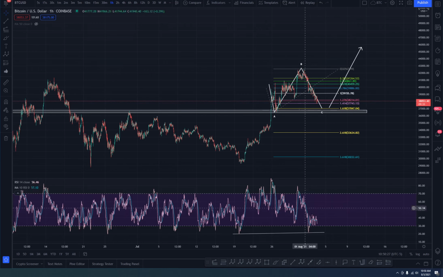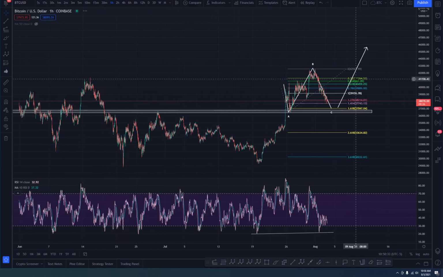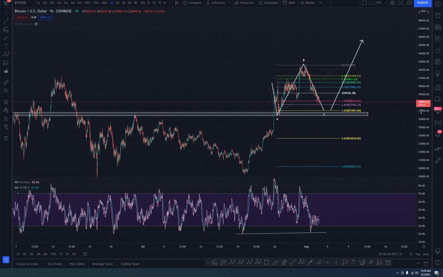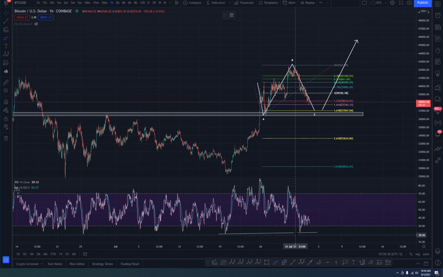In other words, the momentum now is shifting to the bulls, and the bulls are about ready to take over and come in. Okay, so that's basically what this is looking like to me. However, there's one aspect of this I don't like. I don't like this sideways action right here.